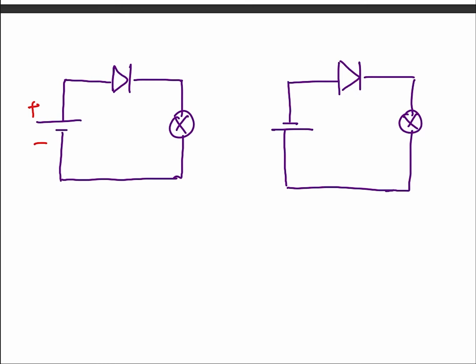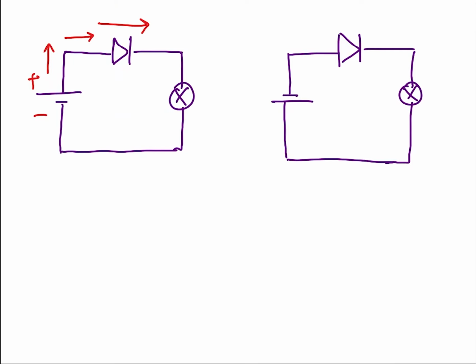Positive terminal on the upper side, negative on the lower side, and this is the direction of the current the battery wants to inject. So our expected direction of the current and the direction of the diode are similar, or are in the same direction. Again, this is just a trick to remember. This is not a scientific method.